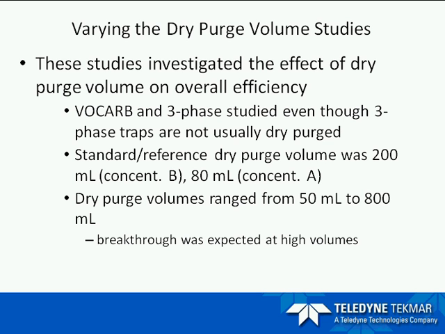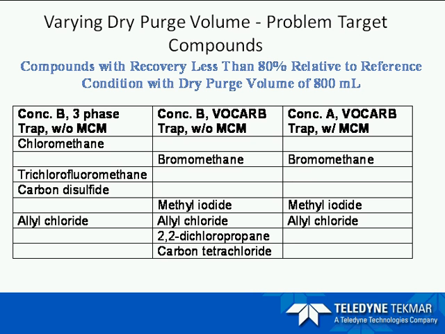So the following slides are going to present data gathered by varying the dry purge volume and comparing it to standard conditions as in previous slides. Now, you'll recall that the standard conditions given earlier are 200 mL of dry purge for Concentrator B, again without that moisture control employed, and 80 mL for Concentrator A, where they employed the moisture control system.